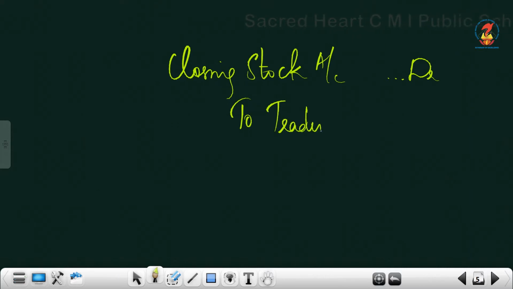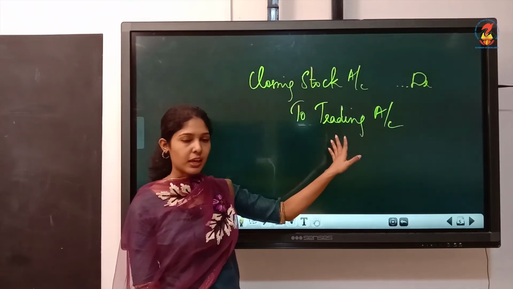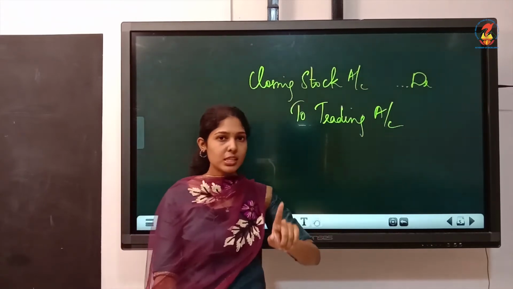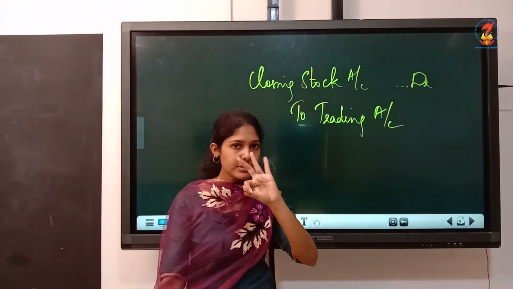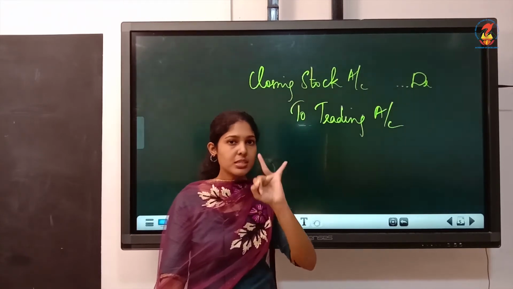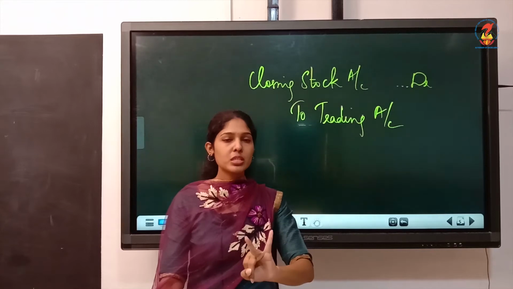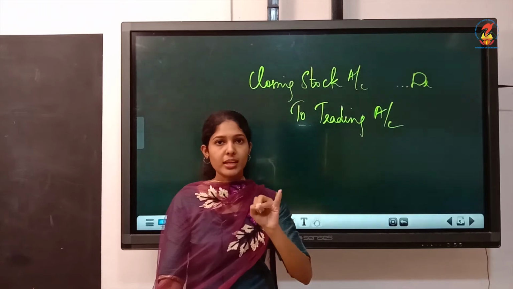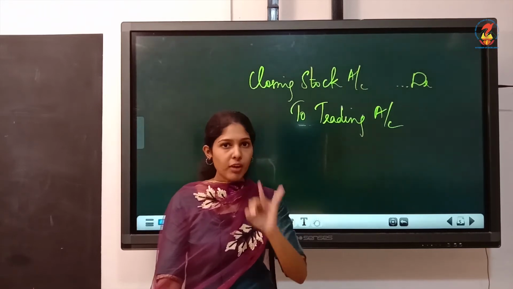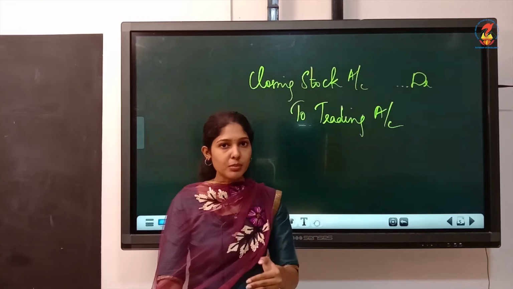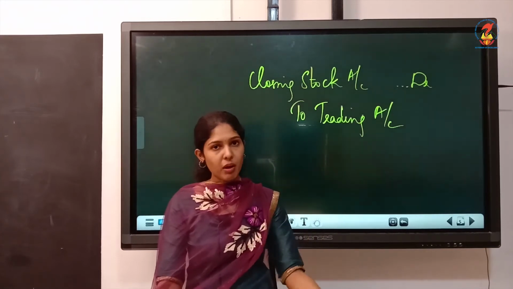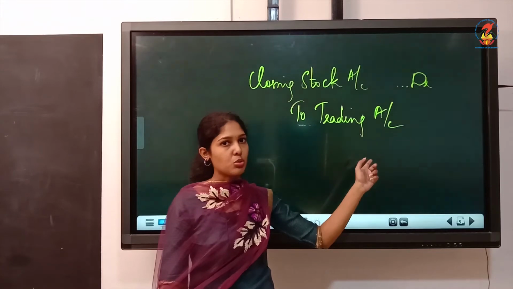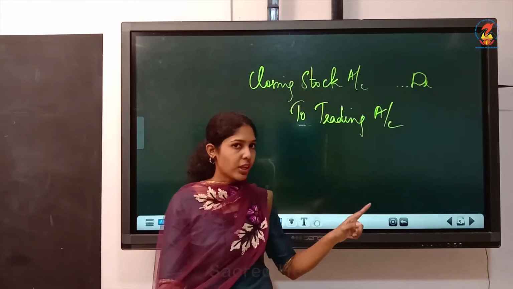Closing stock account debtor to trading account. Now you have heard this term trading account. In the first chapter when we discussed the financial statements, 3 financial statements we discussed, the trial balance, then second one trading and profit and loss account, the third one is balance sheet. So this trading and profit and loss account, that is the financial statement or final account prepared by the firms at the end of the year to know the profit or loss. So to that account we are transferring closing stock.